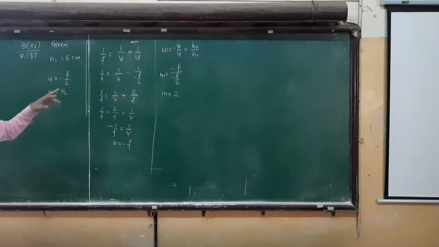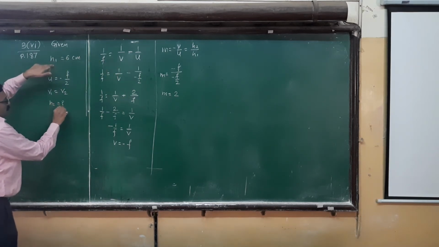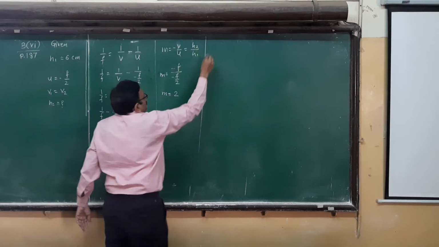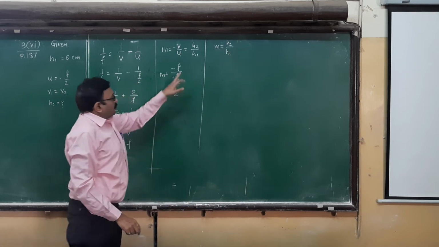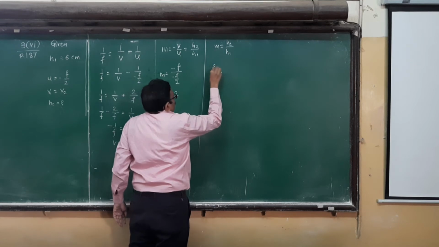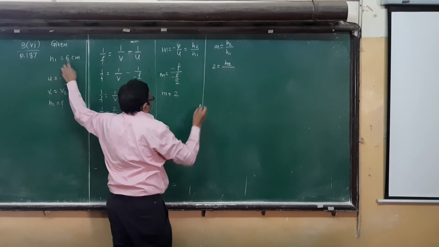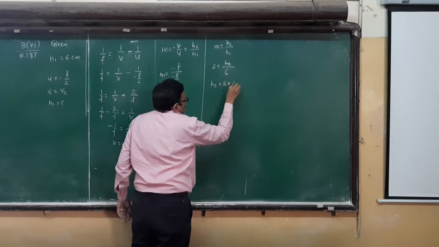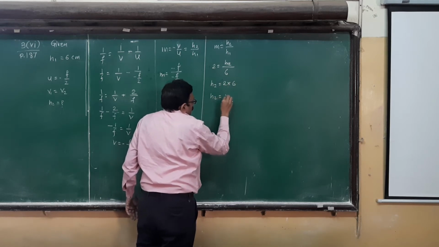Now we determine the value of h2, h2 is equal to question mark. m is equal to h2 upon h1, so 2 is equal to h2 upon h1. h1 is given, that is 6 centimeter. Therefore h2 is equal to 2 into 6 by cross multiplying, which is h2 is equal to 12 centimeter.